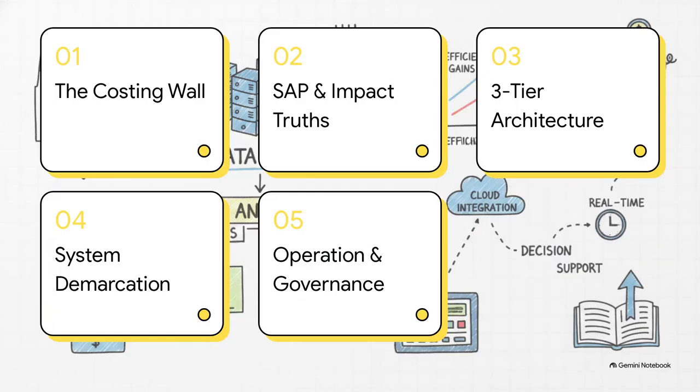All right, here's our roadmap for today. We're going to cover the wall of semiconductor costing, the real truth behind SAP and Impact, our recommended three-tier architecture, system demarcation, and finally, practical operation and governance.